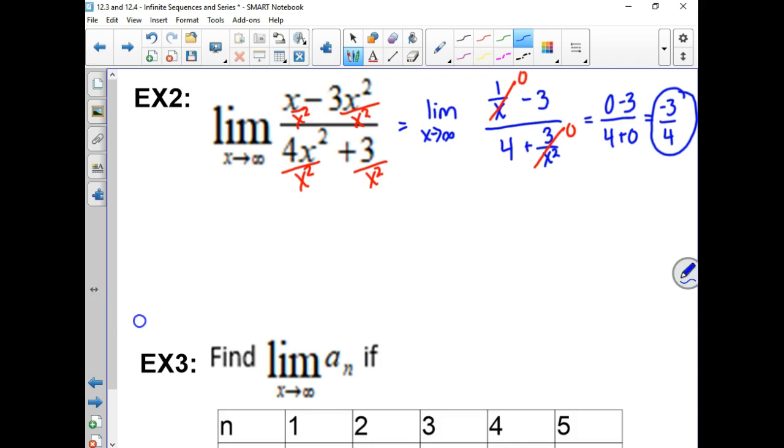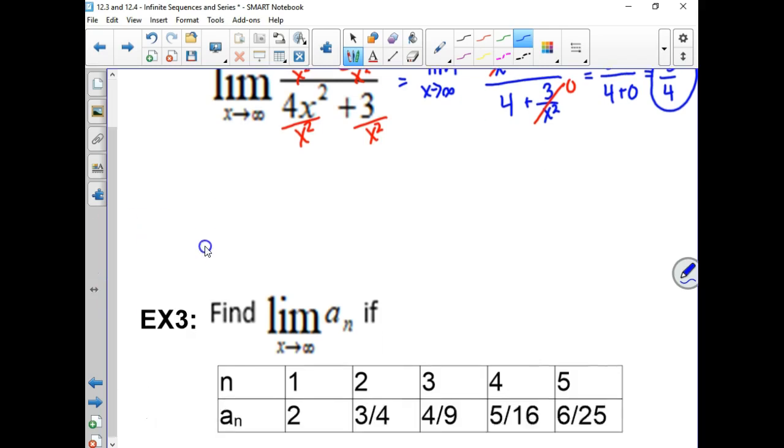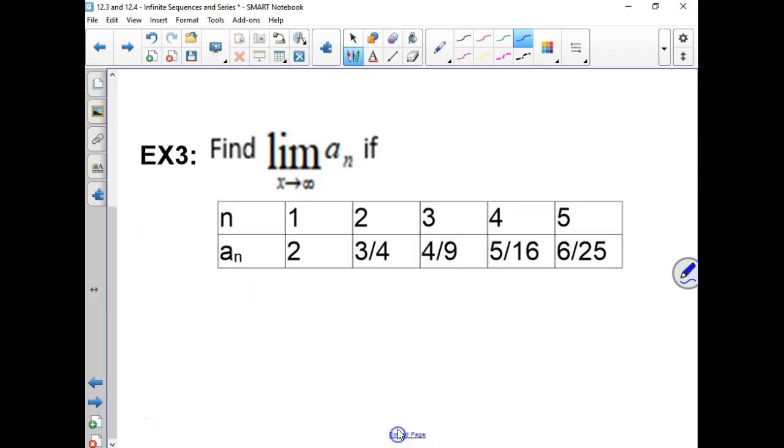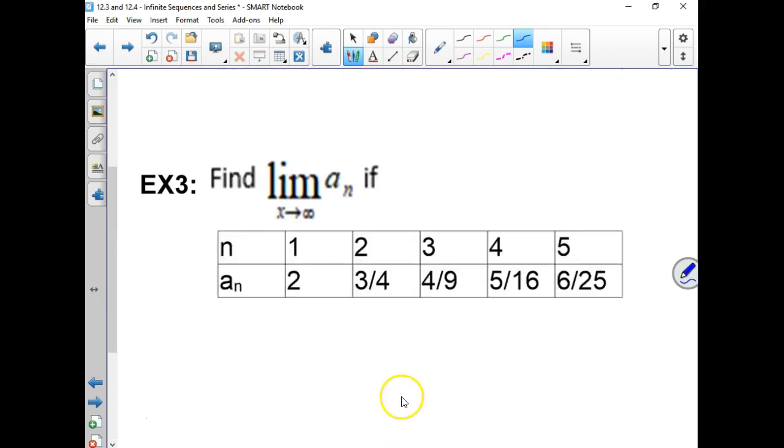Okay. Questions on number 2? All right, let's look at 3. The book does this a little bit to you as well. They're wanting you to find the limit as n approaches infinity of a sub n, actually this should say n, I messed that up. But they don't give you the equation this time, they give you a chart. So you've got to find the equation.